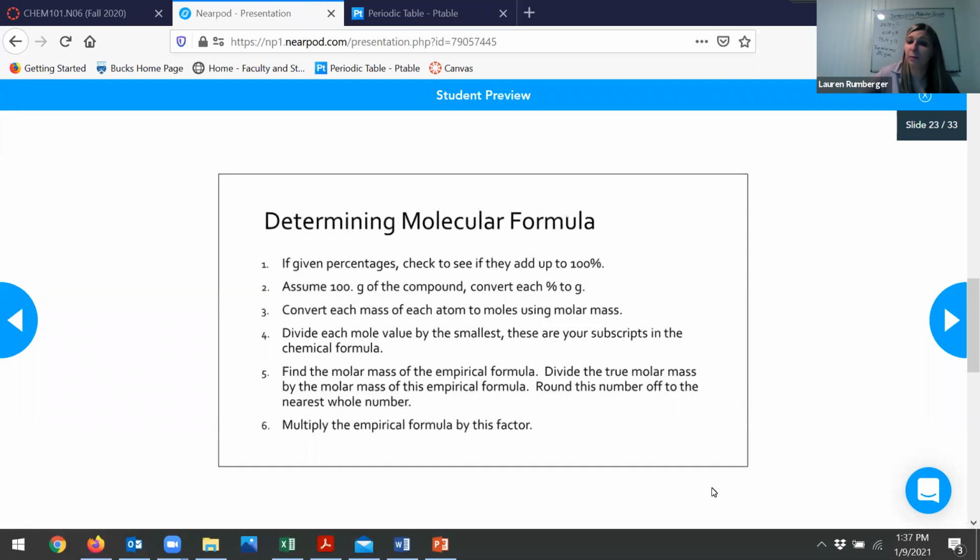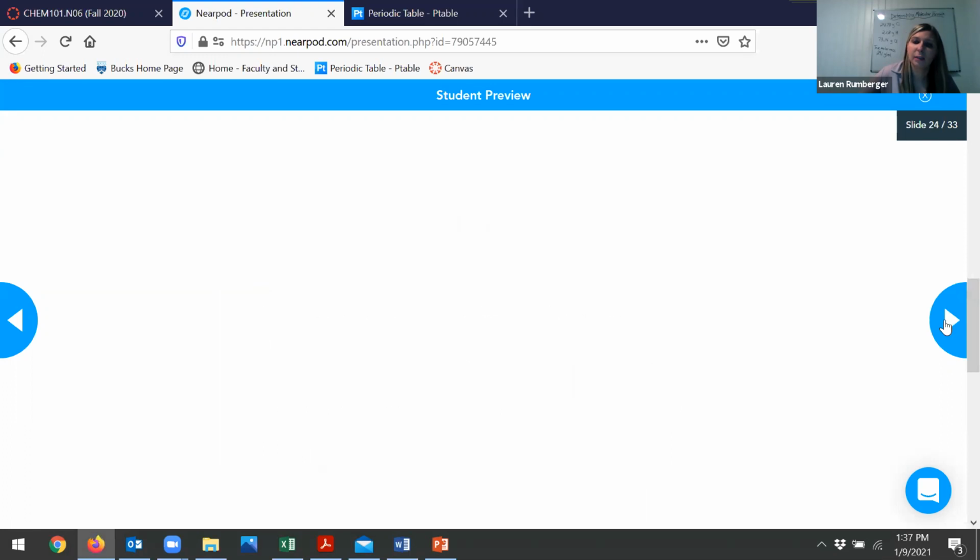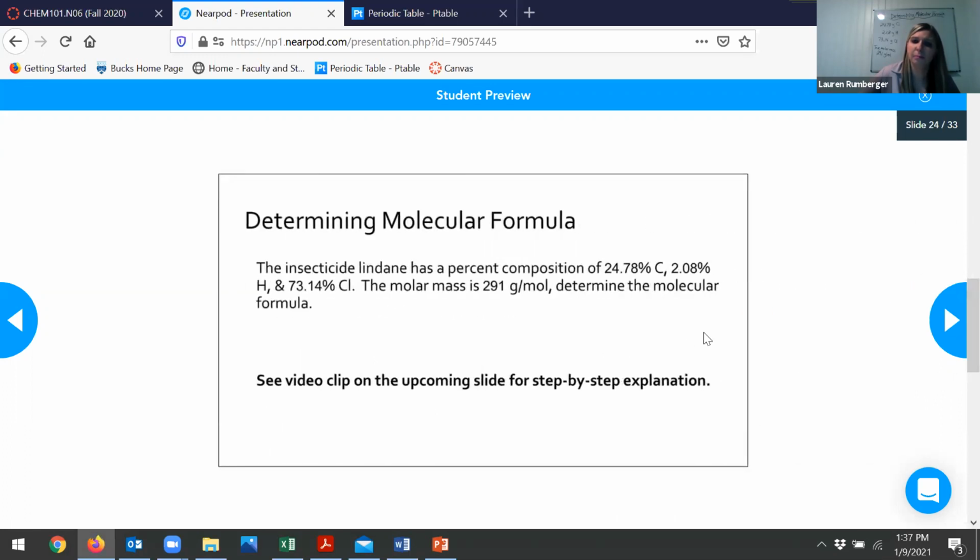So of course, these steps will always make more sense as we do an example. So let's take a look at the problem here. It says the insecticide Lindane has a percent composition of 24.78% carbon, 2.08% hydrogen, and 73.14% chlorine. You are given that the molar mass of the compound is 291 grams per mole.